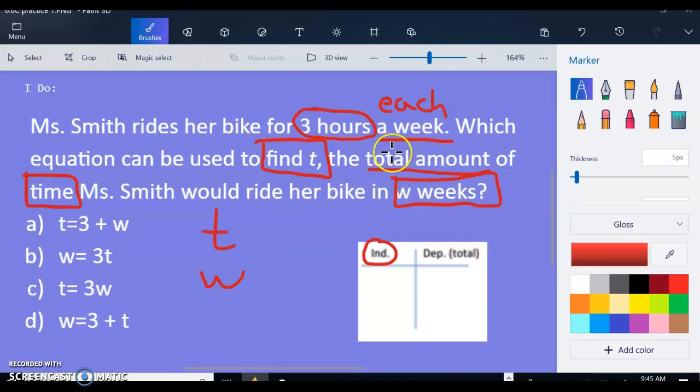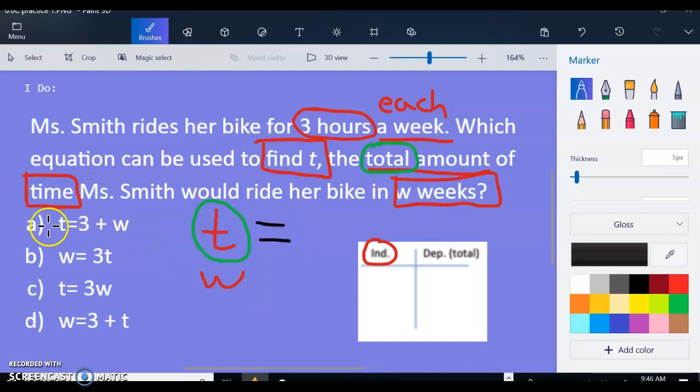So, whenever you are dealing with a total amount of something, I'm going to switch colors here. Whenever you're dealing with a total amount, okay, that total is always going to be by itself. So the total is going to be by itself. So in this particular equation, we are trying to find t, the total. So the t would have to be by itself. So in this particular equation, t equals, okay?